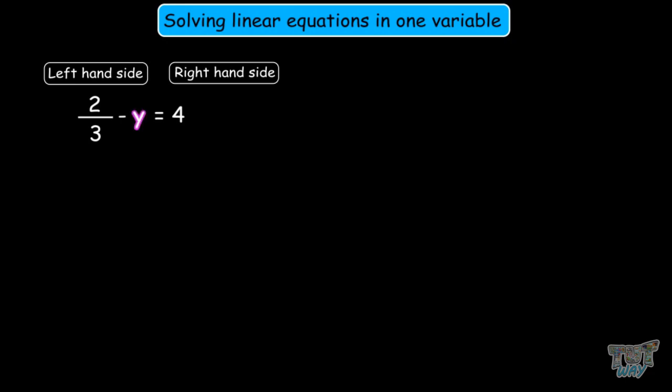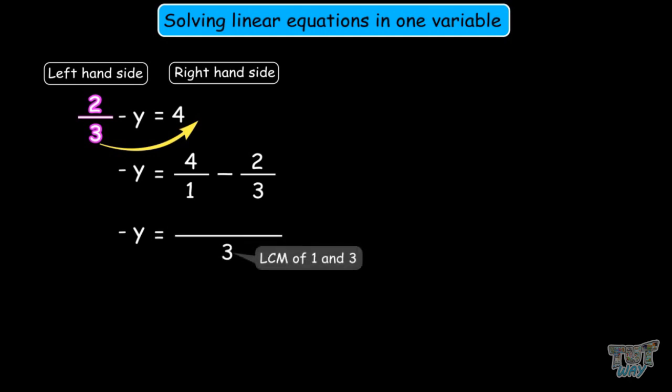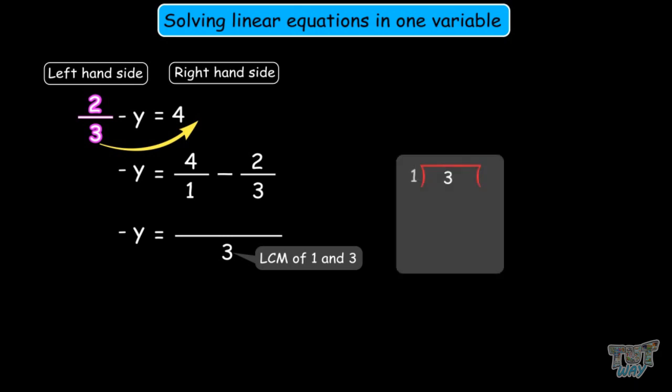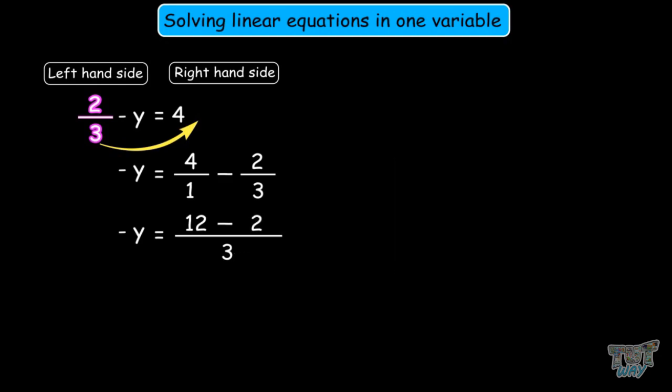We will shift constant terms to the right-hand side. So we get negative y is equal to 4 by 1 minus 2 by 3. So negative y is equal to taking 3 as the LCM. 3 divided by 1 is 3. 3 multiplied by 4 is 12 minus 3 divided by 3 is 1, and 1 multiplied by 2 is 2. So we get negative y equal to 10 by 3, or y is equal to negative 10 over 3. The negative sign has been shifted to the right-hand side to get a positive value of y. So y is equal to negative 10 upon 3.